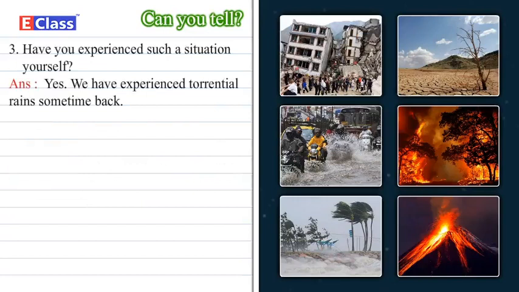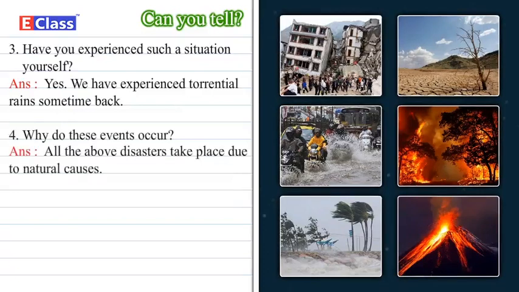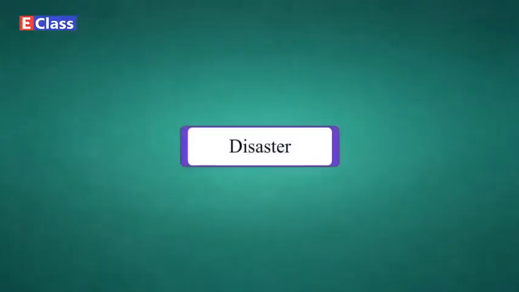3. Have you experienced such a situation yourself? Answer. Yes, we have experienced torrential rain some time back. 4. Why do these events occur? Answer. All the above disasters take place due to natural causes.